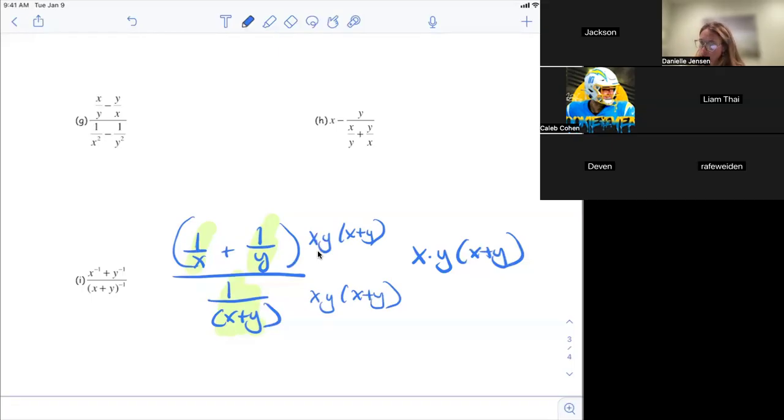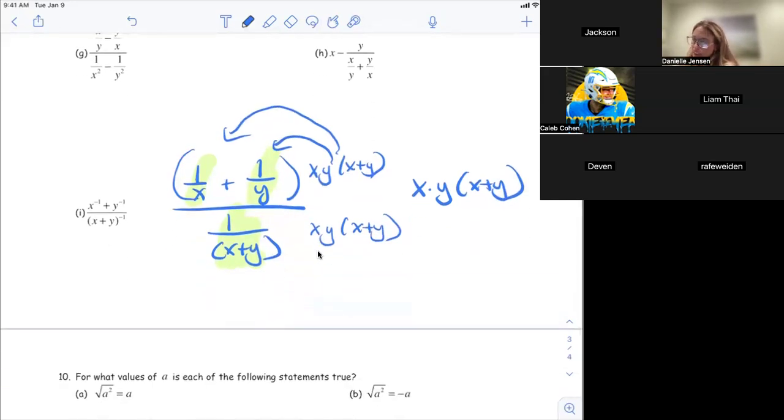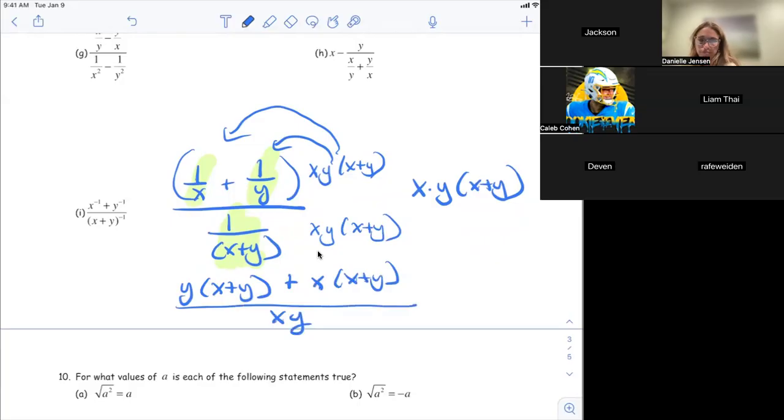So now let's go through, distribute it in the numerator. And when I distribute it, what goes away and what stays? For x and y go away. Well, for one of them, yeah. Yeah, for one of them, right, the x gets eliminated. So it's going to be y times x plus y for the first one, plus x times x plus y, all over xy. Yes. And then it's just simplifying. So I would do xy plus y squared plus x squared plus xy all over xy.